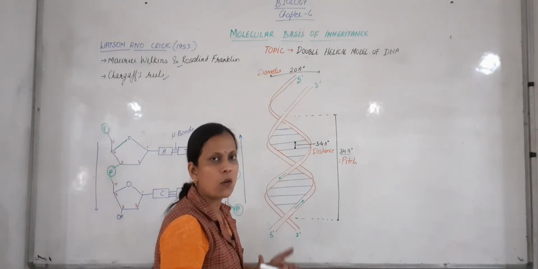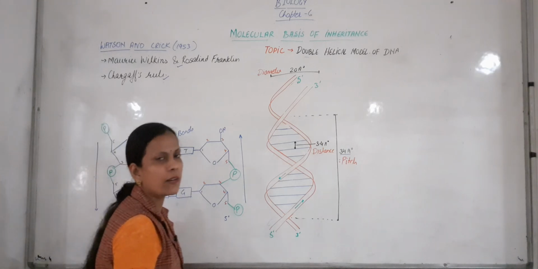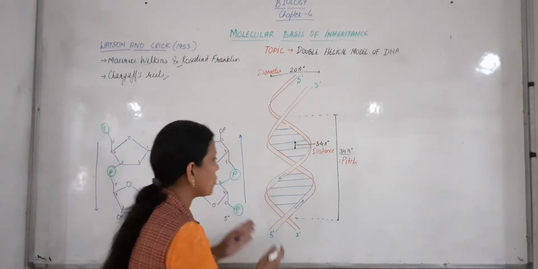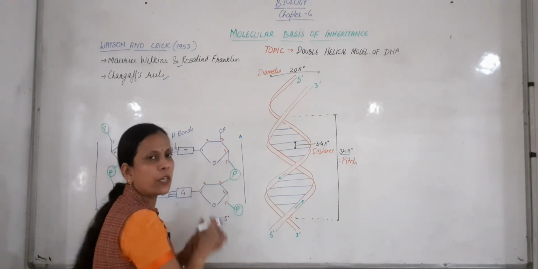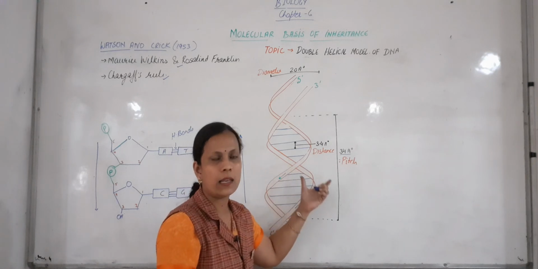Now what keeps a constant diameter? It is the pairing between a purine and a pyrimidine. It is never purine-purine or pyrimidine-pyrimidine. This will disturb the diameter. So the diameter is constant because of this peculiar pairing. So this is about the DNA double helical model.